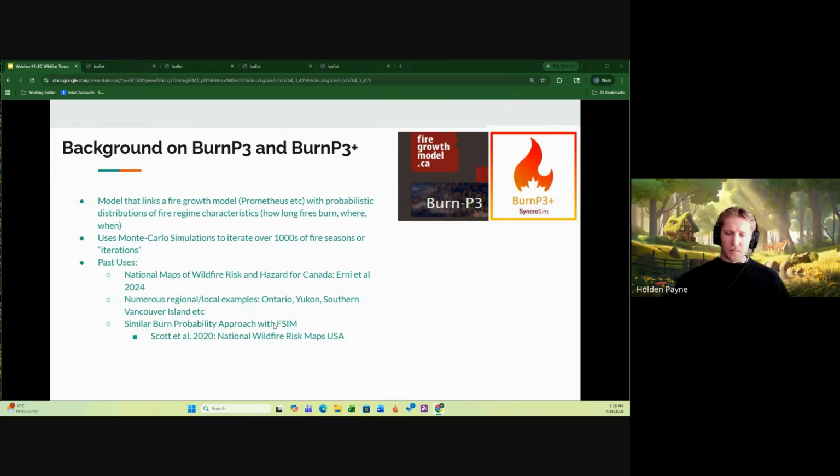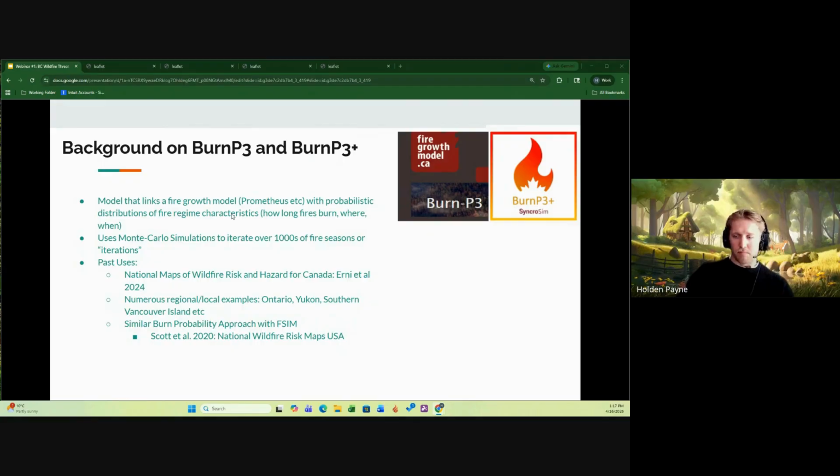Sweet. So let's start off the bat with a bit of background here. A background on Burn P3 Plus, which is the model that we used to develop this data set. It's a model that links a fire growth model, something like Prometheus or Cell2Fire, if you're familiar. So that's any fire model. This tells us about how big fire area will get under certain weather and fuel conditions, with a probabilistic series of fire regime characteristics. So like how long fires are going to burn, where they're going to burn, and when they're going to burn.